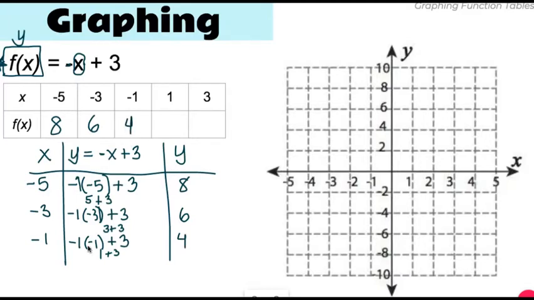I'm out of room, but you go ahead and complete the rest of that table on your own. Hit pause, complete that table, and then we'll see what you get. You should have gotten, when x equals 1, y equals 2. And when x equals 3, y equals 0.